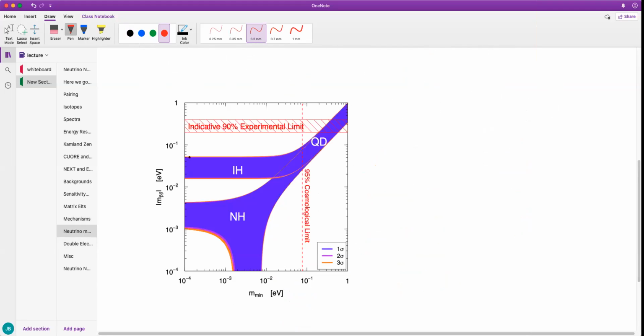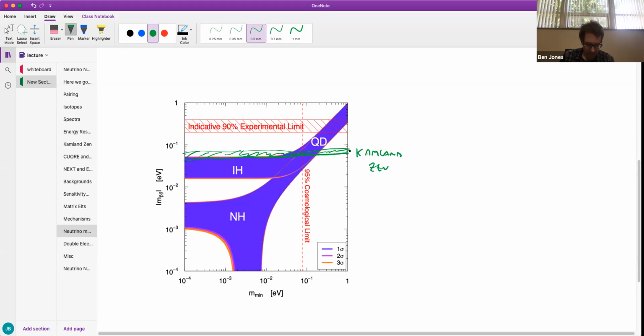When you look at these plots, you see the vertical line, which is the 95% cosmological limit, which Kev alluded to in his talk earlier this morning. And then you see that hashed red stripe across the top, indicative of the 90% experimental limit. When you see the experimental limits plotted on this, they're not lines, they're bands. And the width of that band is the nuclear hadronic matrix element uncertainty. Indicatively, and maybe it's a bit wider than this, this is where the existing limit is right now.